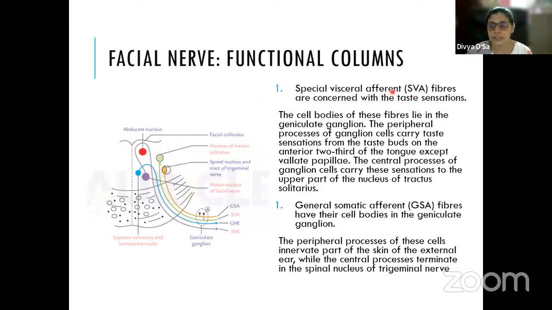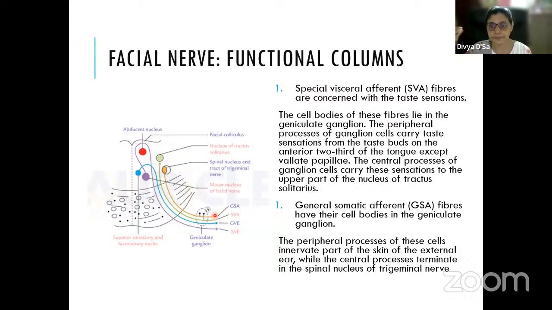Then we have the special visceral afferent column, okay, afferent. So these afferents are basically the sensory fibers. So they are concerned with the taste sensations. So here what happens, the cell bodies of these fibers will be present in the geniculate ganglion.